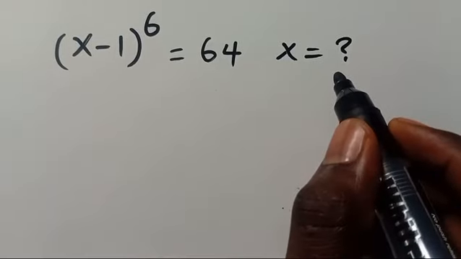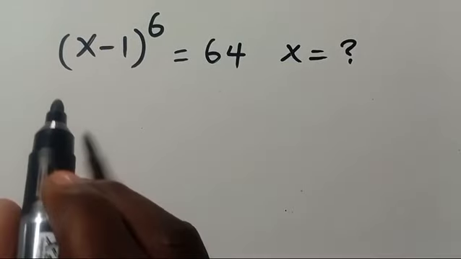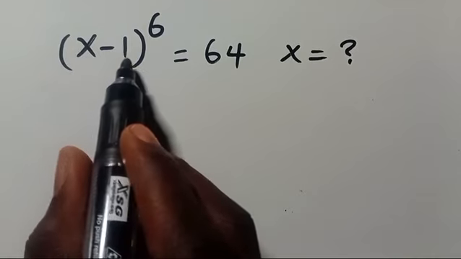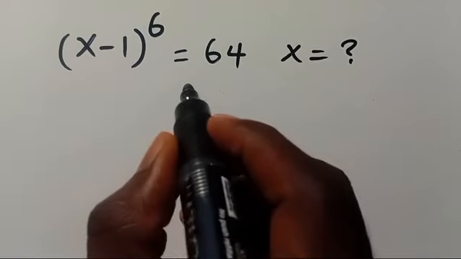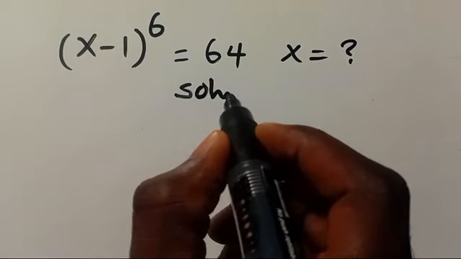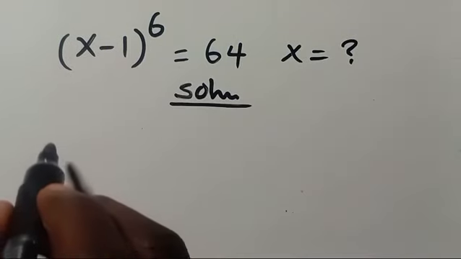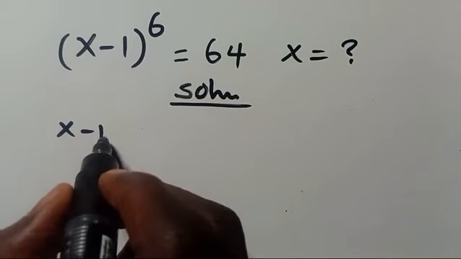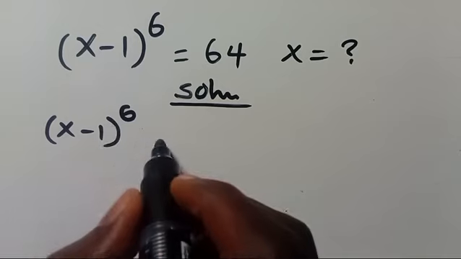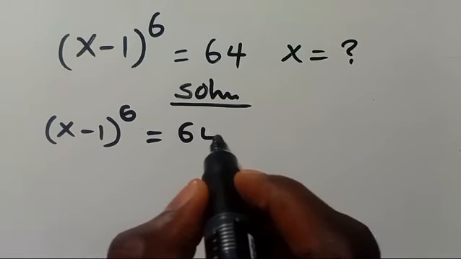Hi, what is the value of x, given that (x − 1)^6 = 64? Then let's have it to be solution. So from here we have (x − 1)^6 = 64.